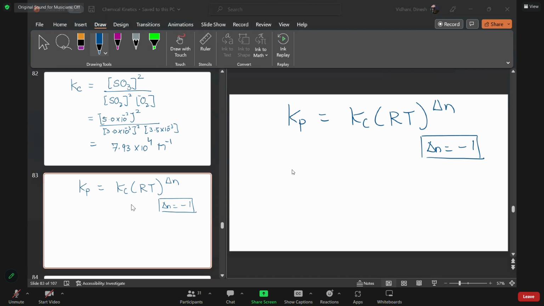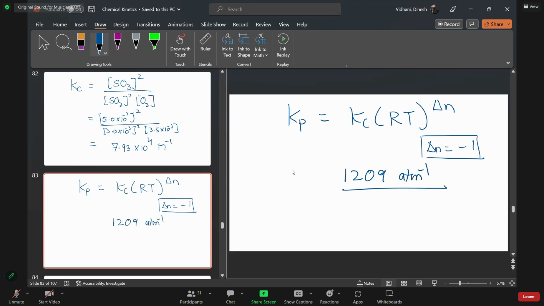That looks correct, Roberto. So it's 1209 per atmospheres. Very good. Good. So now you can see we got a huge number in terms of the Kp value as well, right? So this also tells us that the equilibrium favors the product, right?